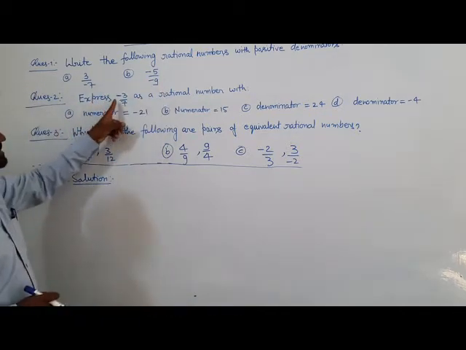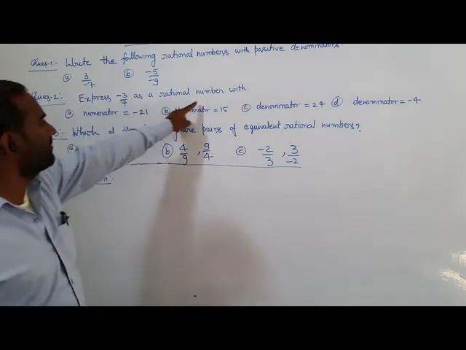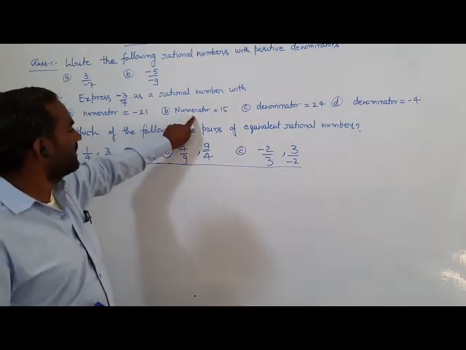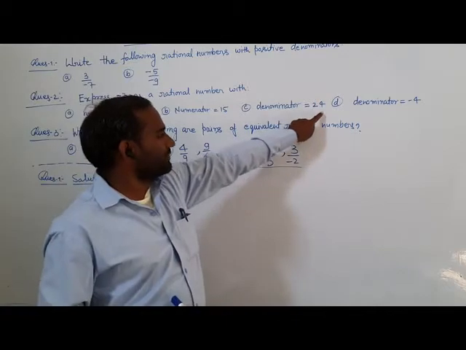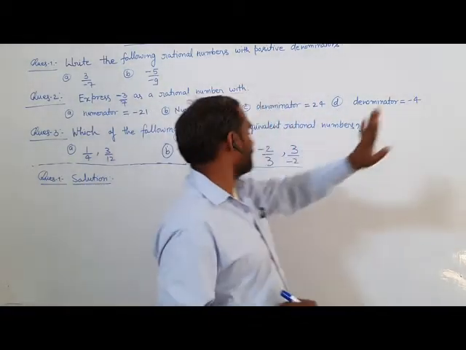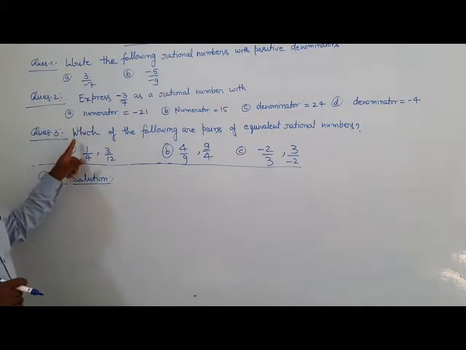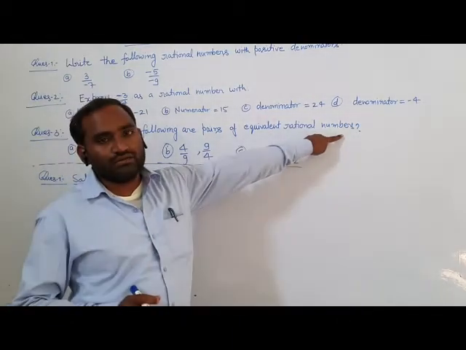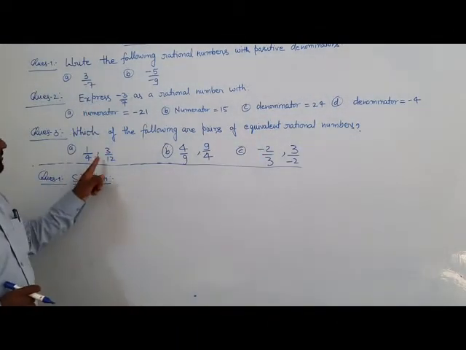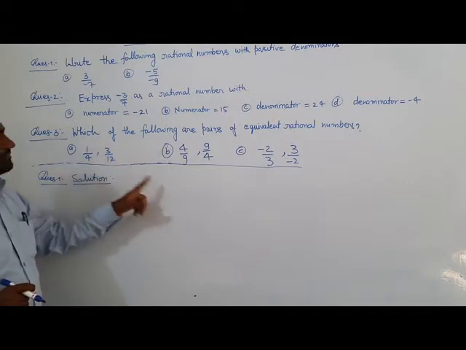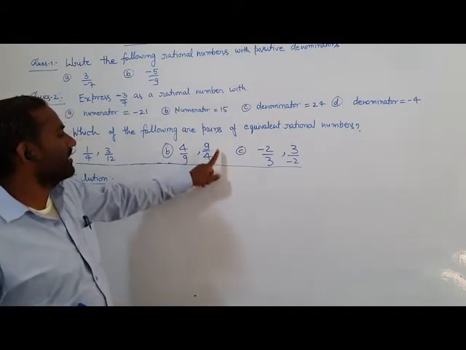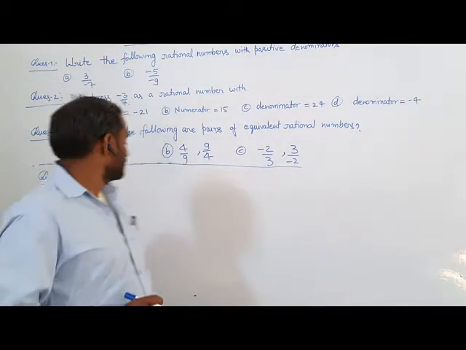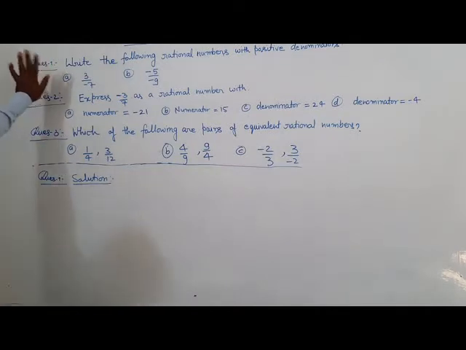Question number second: express minus 3 by 7 as a rational number with numerator minus 21, numerator 15, denominator 24, denominator minus 4. Question number 3: which of the following are pairs of equivalent rational numbers? 1 by 4, 3 by 12; 4 by 9, 9 by 4; C, minus 2 by 3, 3 by 2. So we start from question number first.